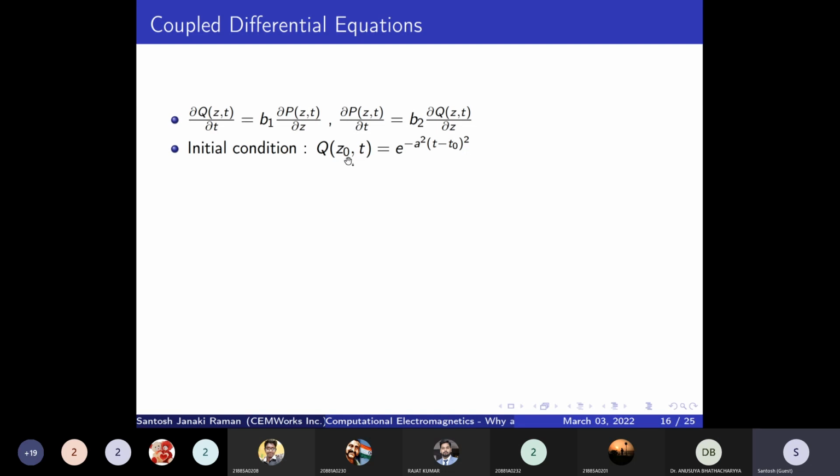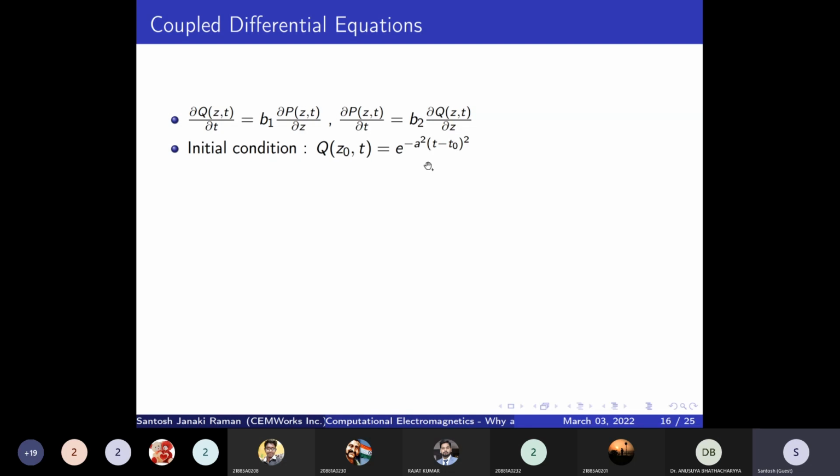That's how it works. That is, you put a voltage at some point. So you have the Q at z naught for all times. It is given as an equation, e to the power minus a squared (t minus t naught) whole squared. This is a very common way to represent a source. This is a Gaussian source.